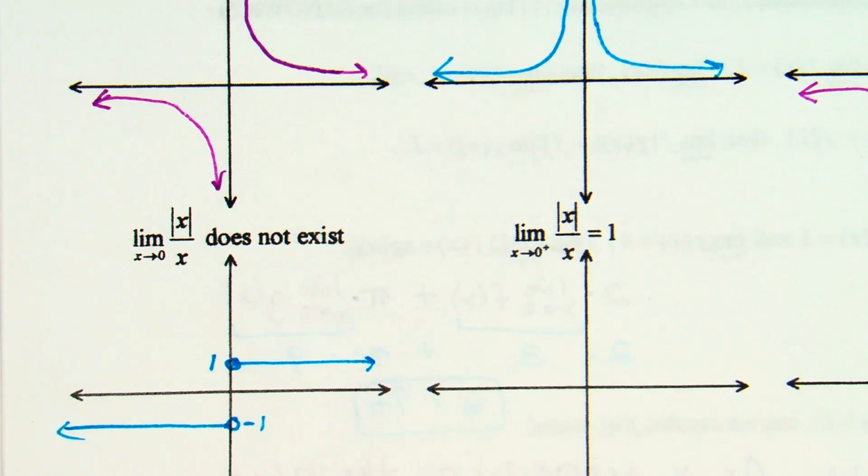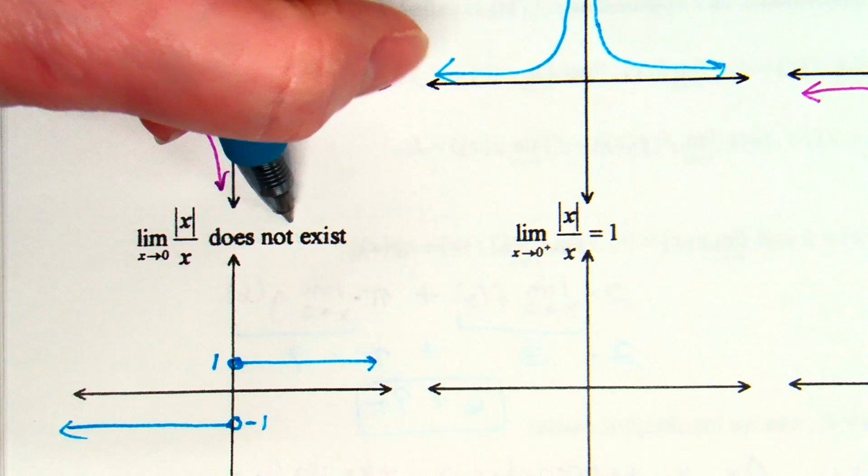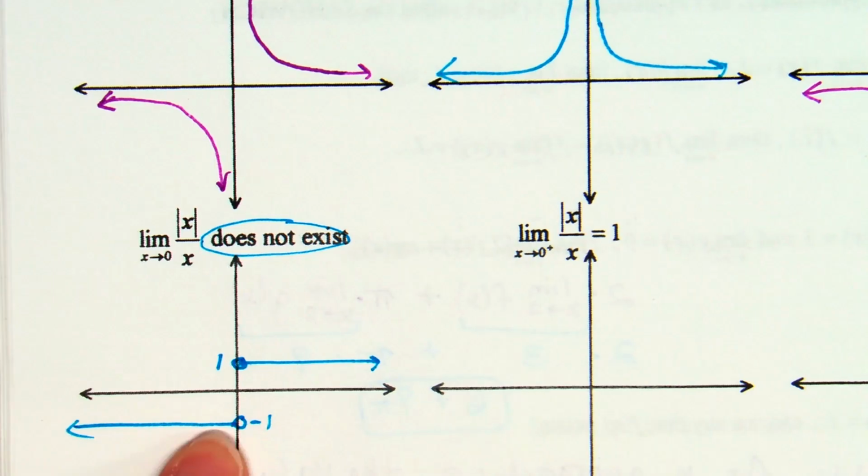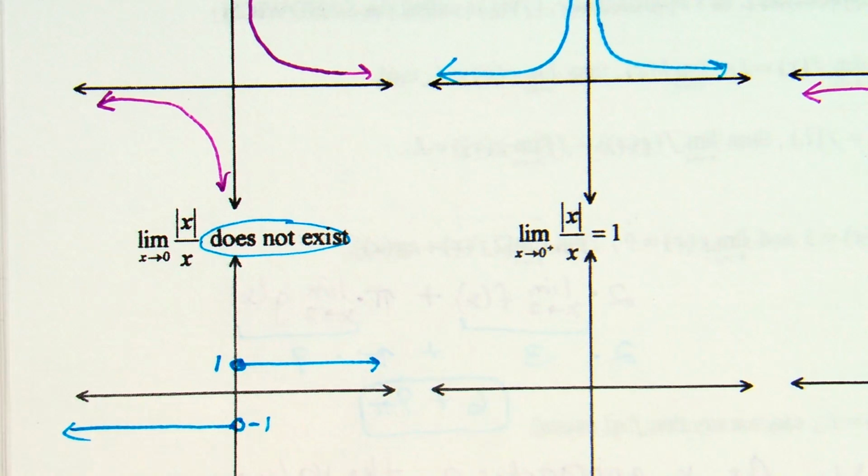Okay, the limit as x approaches 0. It says it does not exist. Does that make sense? Because as we approach 0 from the left, what's my limit equal? -1. As we approach 0 from the right, what's my limit equal? +1. Okay.